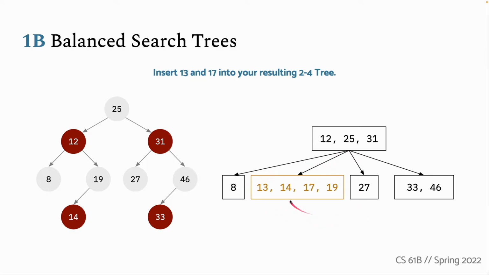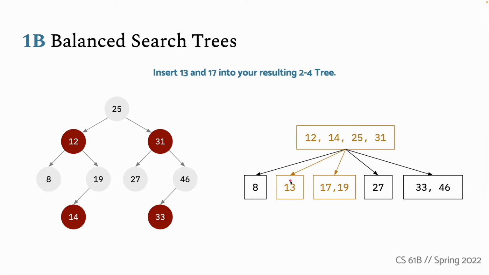Now this is overstuffed. So we're going to take this 14 and we're going to push it up. This is really a matter of convention. As long as you push up the same value every time, it doesn't matter whether you choose the center left or the center right. I like pushing up the center left. If we ever ask you to do this in an exam, for instance, we will tell you what convention to use. So we push up this 14, but now this node has 4 values and 5 children, which is too many for a 2-4 tree.